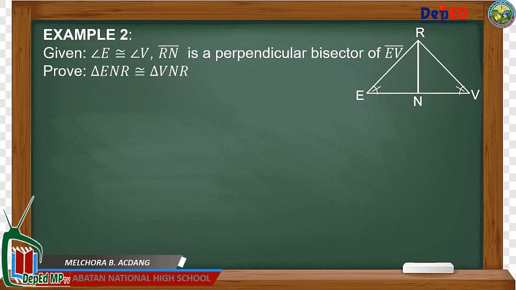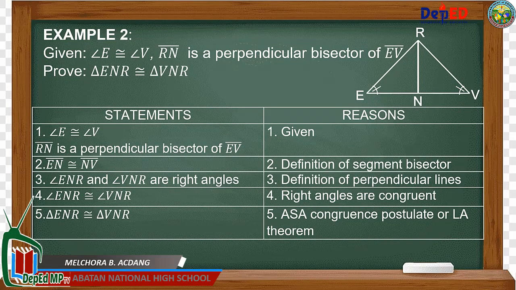Example number 2. Given: angle E is congruent to angle V, and line segment RN is a perpendicular bisector of line segment EV. Prove that triangle ENR is congruent to triangle VNR. So statement number 1: angle E is congruent to angle V, and line segment RN is a perpendicular bisector of line segment EV. The reason for that statement is given.